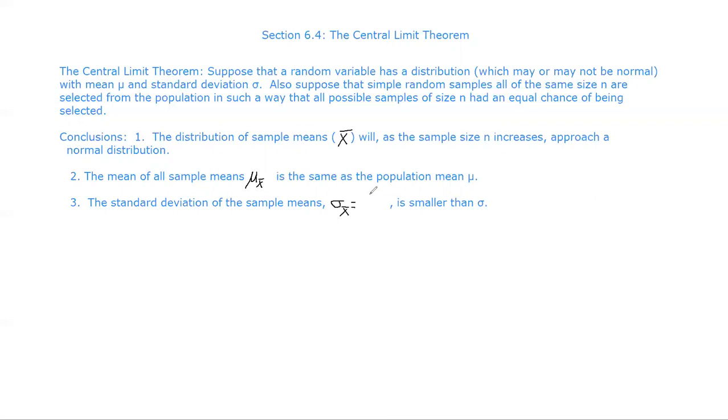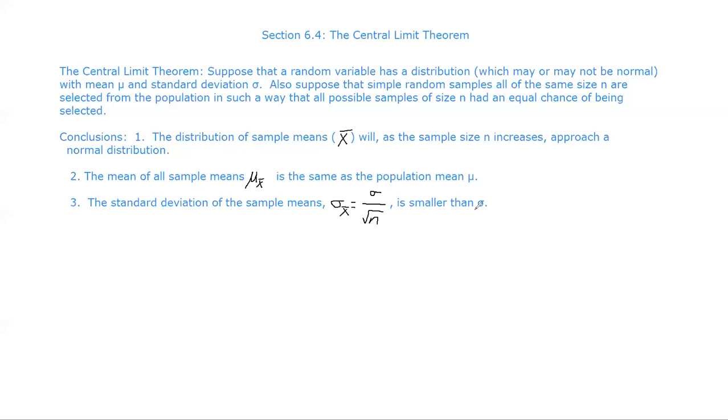This is the way we find this standard deviation: we take the standard deviation of the population that we know from the problem that was given to us, and then we divide this by the square root of the sample size. And once you divide this by the square root, you're going to end up with a number that's smaller than sigma. So the sample means are going to have smaller variation than the original data values themselves.